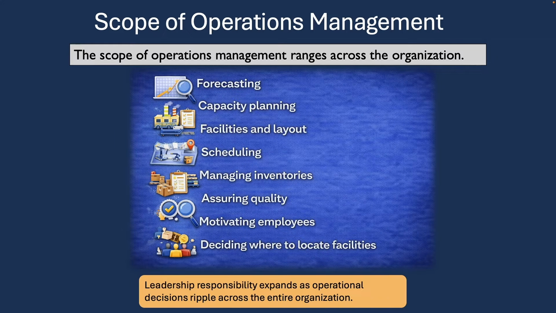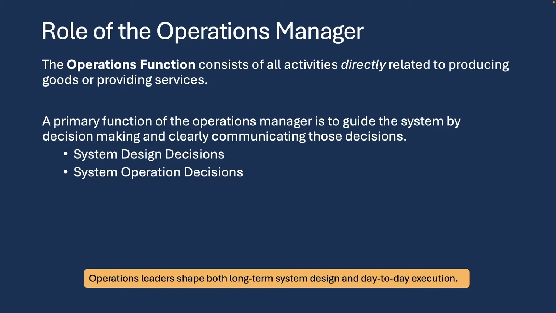The scope of operations management is very broad. Operations management includes forecasting, capacity planning, facility layout, scheduling, inventory management, quality assurance, and more. Leadership responsibility expands as operational decisions ripple across the organization. Leaders must understand how these decisions affect employees, customers, partners, and long-term performance. The operations manager guides the system through decision making.